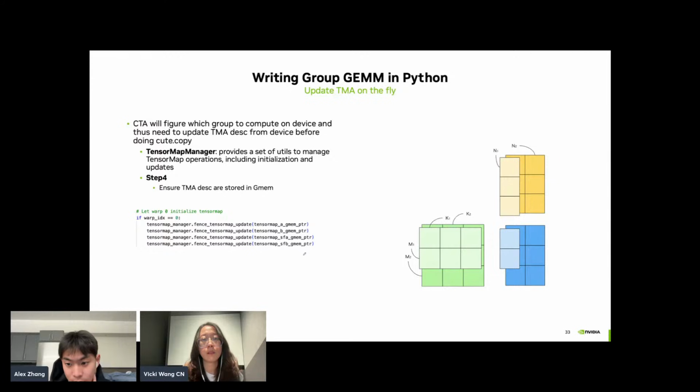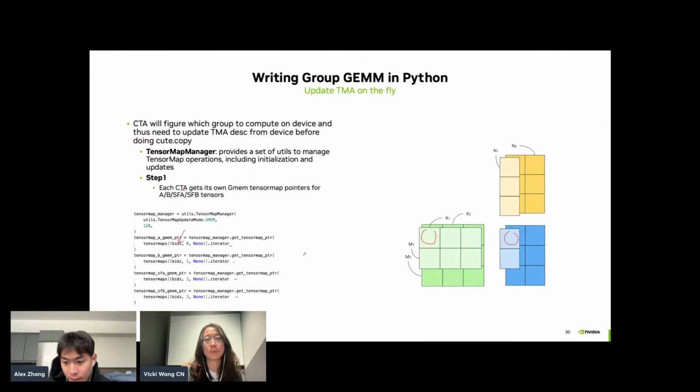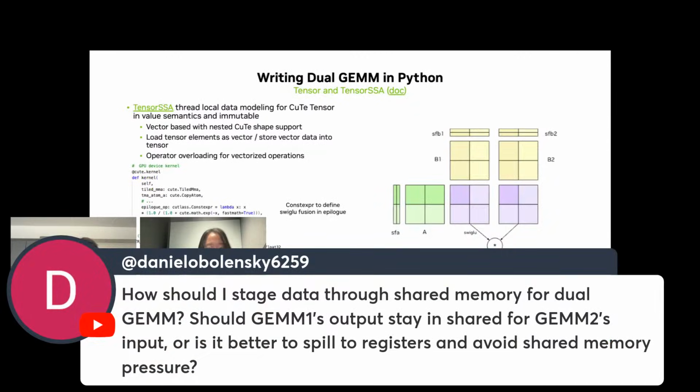Any questions on this group Gemm? Yes, sorry. Actually, I guess there was a question for the dual Gemm. They were asking, how should I stage data through shared memory for dual Gemm? Should the output of the first Gemm stay in shared memory for the second Gemm's input, or is it better to spill to registers and avoid shared memory pressure?